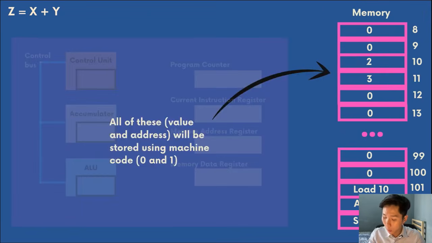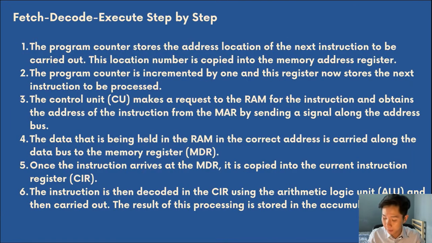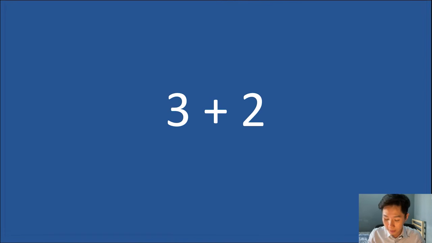Okay, so just some side notes here. All of these values, the address and the data, will actually be stored using machine code, which is 0 and 1. But for explanation purposes, I put it in binary form so that you can understand what I'm saying here. So these are the 6 steps of the Fetch-Decode-Execute cycle. It's pretty lengthy, and therefore we are going to go through each step by visualizing it using a diagram.